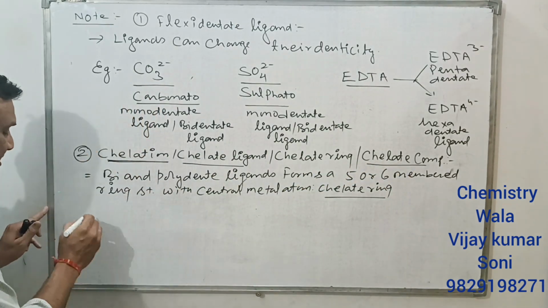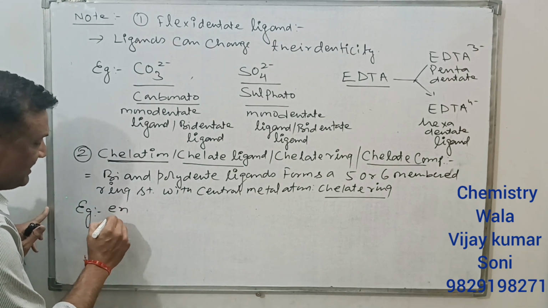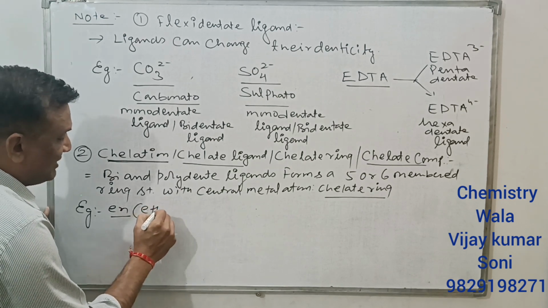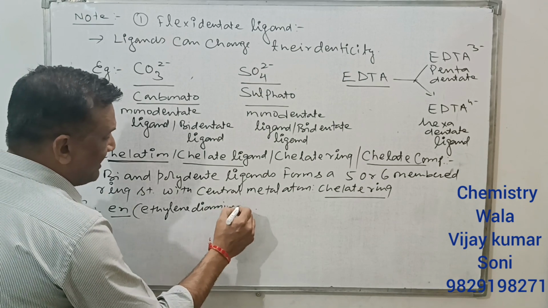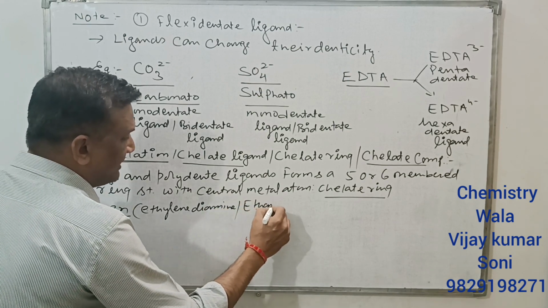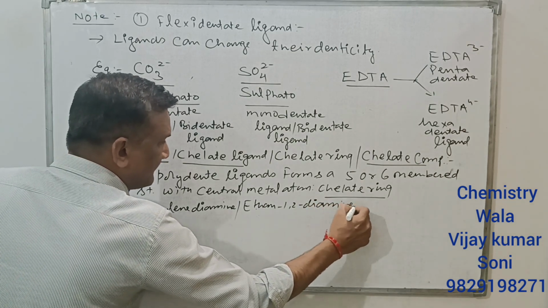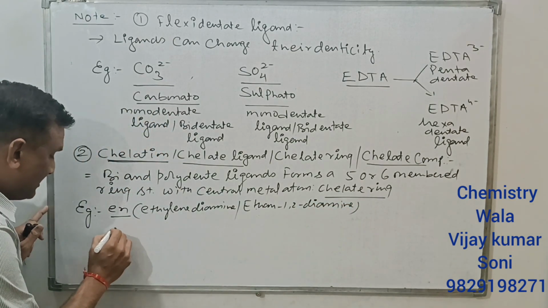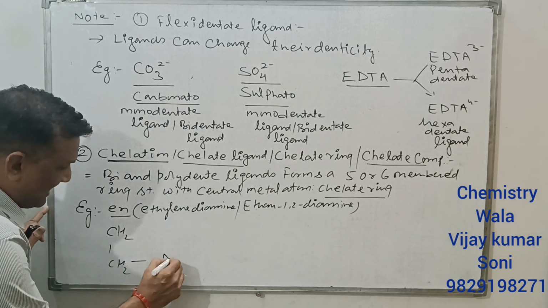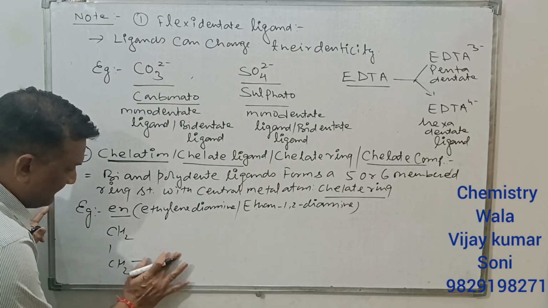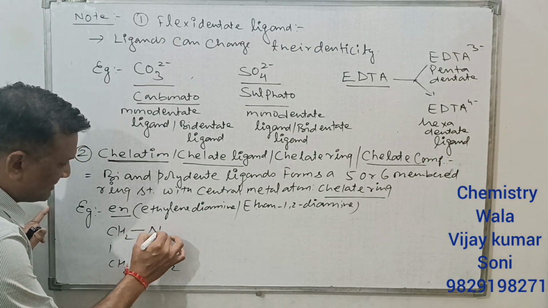If we go with an example, then we can take the example of en. En is generally ethylene diamine, or you can call it ethane-1,2-diamine. If we go with the structure, then its structure is CH2, CH2, with NH2 and NH2.